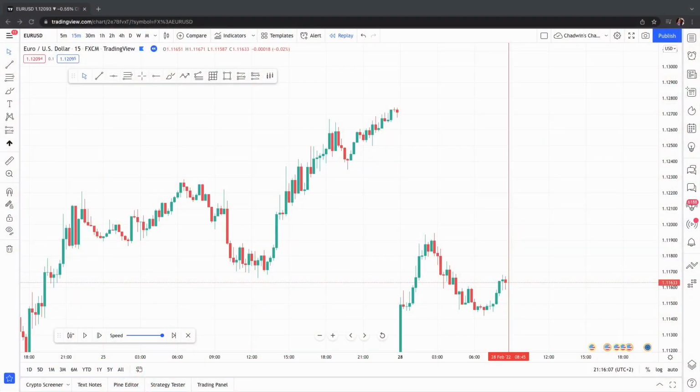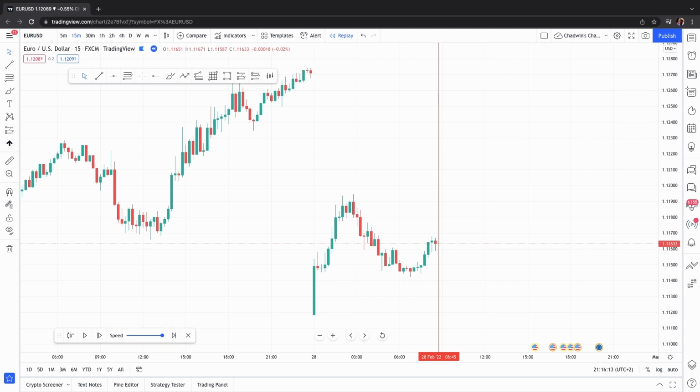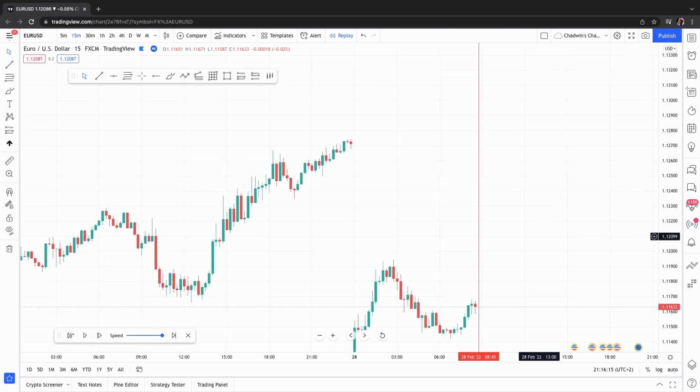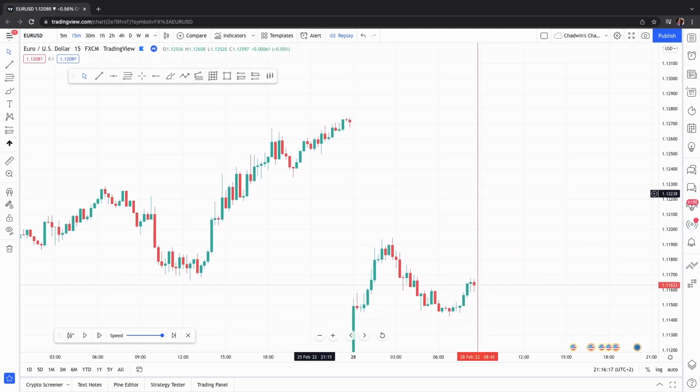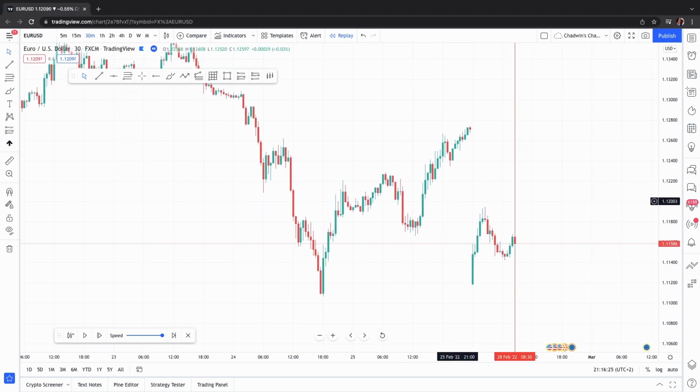Okay, so this is Euro USD, and I've got it pulled back to where we would have been in the morning of the London session. And this would have been what you saw on the 15-minute chart. Now we could take that up to a higher time frame as well, just to view what was happening on the chart at that time.